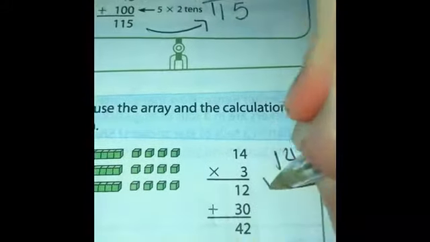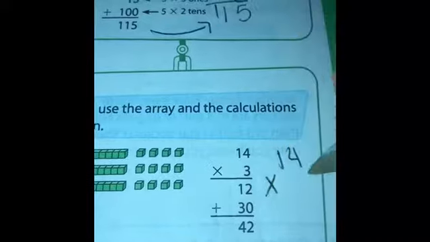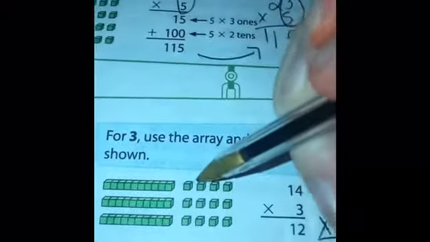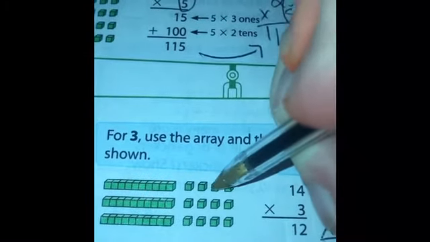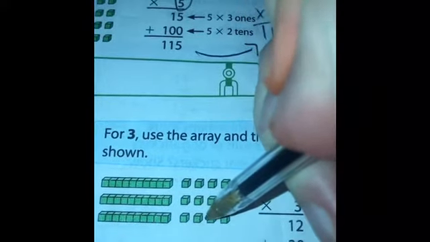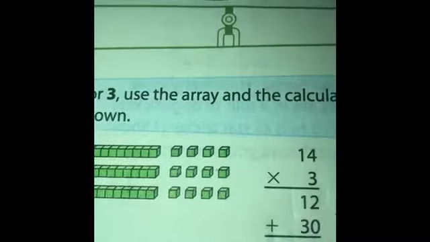14 on each row, and we have 3 rows. 4 times 3. So we're going to go 1, 2, 3, 4, 5, 6, 7, 8, 9, 10, 11, 12. Every time we make groups of 10, we regroup. So let's count again. 1, 2, 3, 4, 5, 6, 7, 8, 9, 10. Make a group. We're making a group of 10. So I'm going to carry it over because I'm removing it from here, and I'm going to give it to the tens. So now I have 1 more ten.